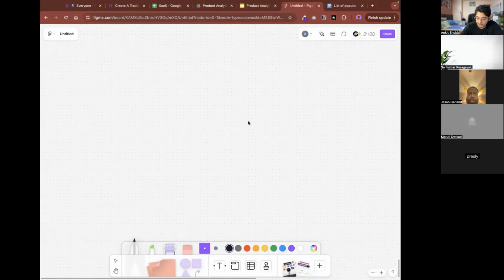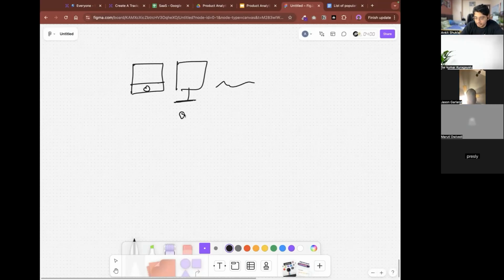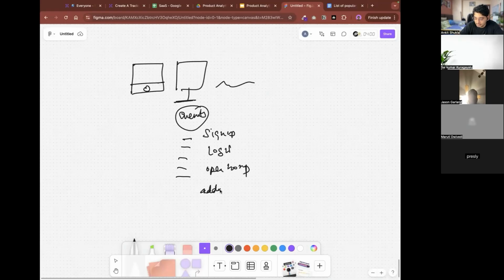Yes. So you have a product which is a phone or a desktop or anything. You do certain kinds of events. These events are captured. Let's say first you have to define these events. Events could be, let's say, sign up. Event could be login. Event could be open the home page. Event could be adding a friend. All of these events, you have to put in a spreadsheet. You have to define their properties, and then you have to give it to the developer.